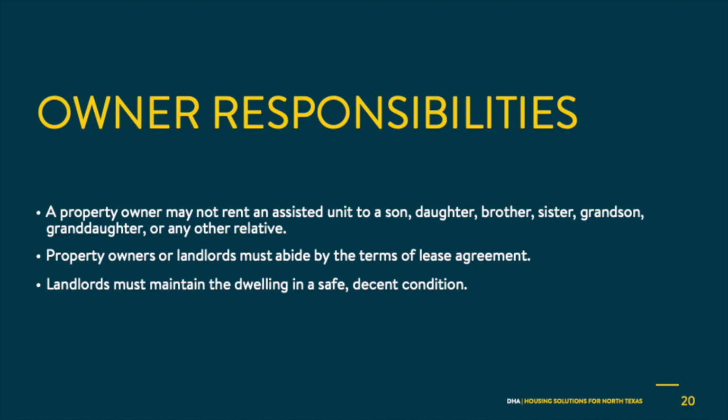A landlord may not rent to a son, daughter, brother, sister, grandson, granddaughter, or any other relative participating in the Housing Choice Voucher Program. Participants with a disability may seek a reasonable accommodation to rent from a relative. Landlords must abide by the terms of the housing contract and lease agreement. Landlords must maintain the dwelling unit in safe, decent condition.